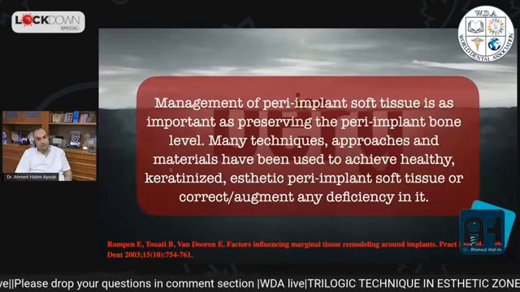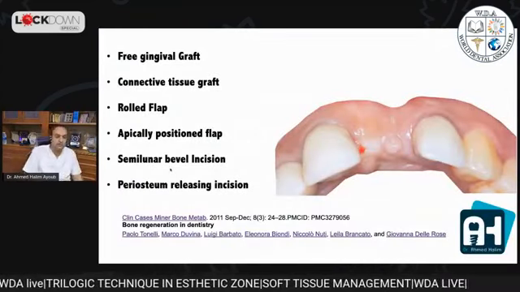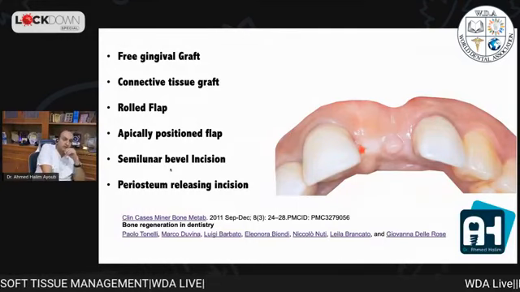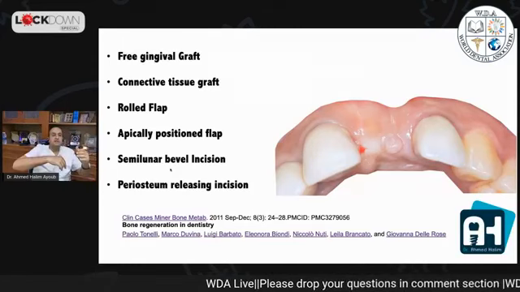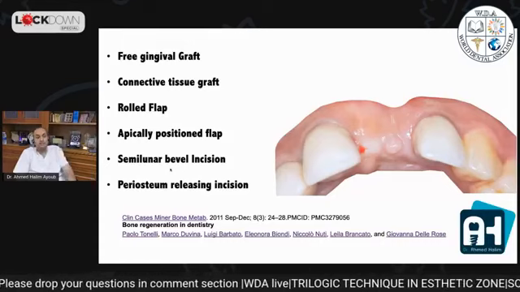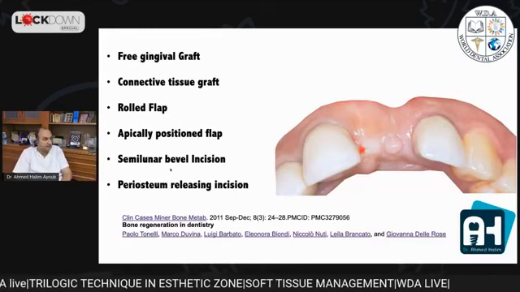To do this, I know you will tell me, yes, doctor, we can do this with a connective tissue graft. We can do this with a free gingival graft. We can do it with a roll flap, apically positioned flap, semilunar bevel incision. Periosteum releasing incisions, whatever. We can do it in a lot of ways. Yes, you are absolutely right.